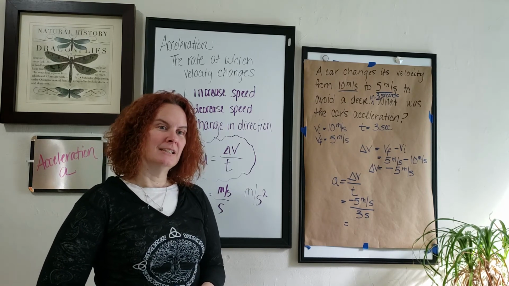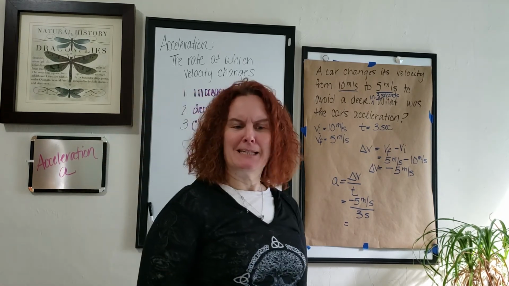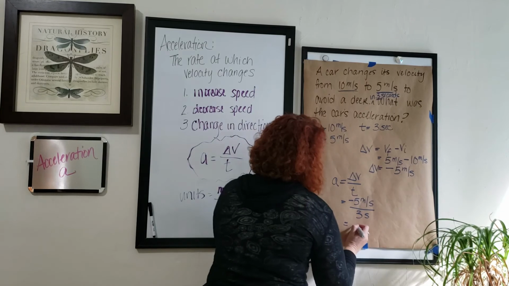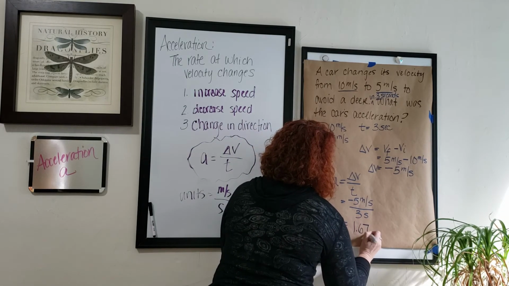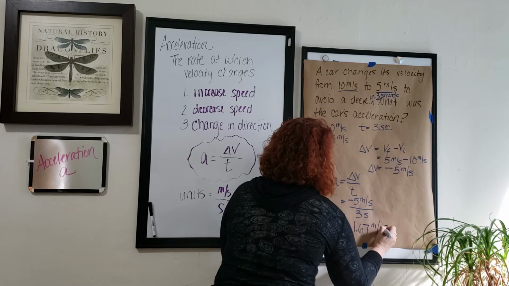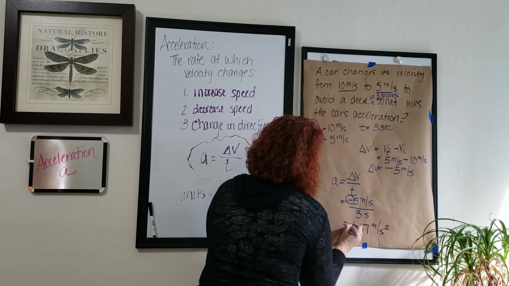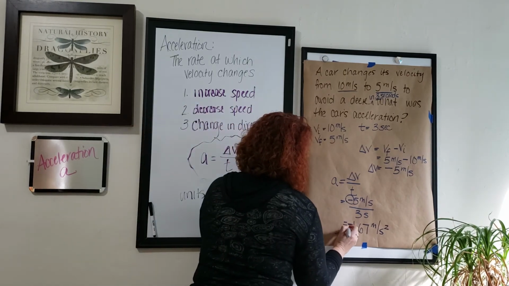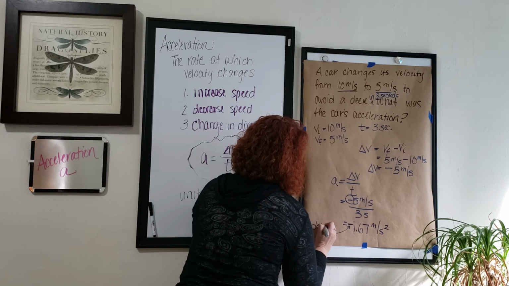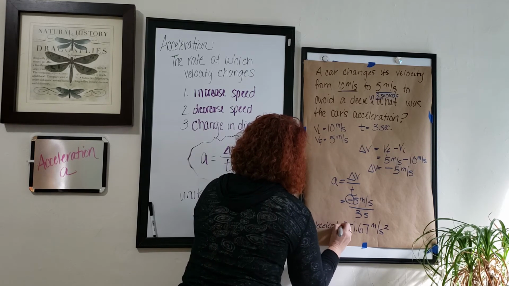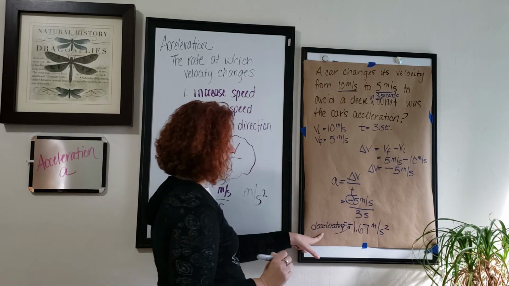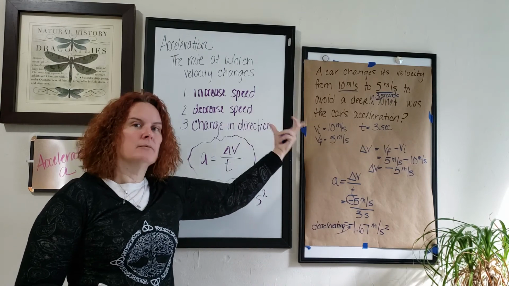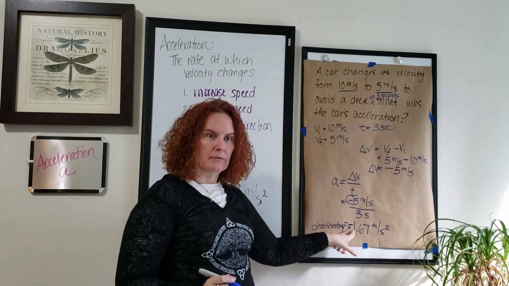What is it? 1.6. I got 1.66666. So I'm going to just round it to 1.67 meters per second squared. Remember, we have to keep our negative because that's our directionality. And this again tells us that we're decelerating. So we're slowing down to avoid that deer, which we knew we were doing up there anyway. So this is very important. Got to keep that.